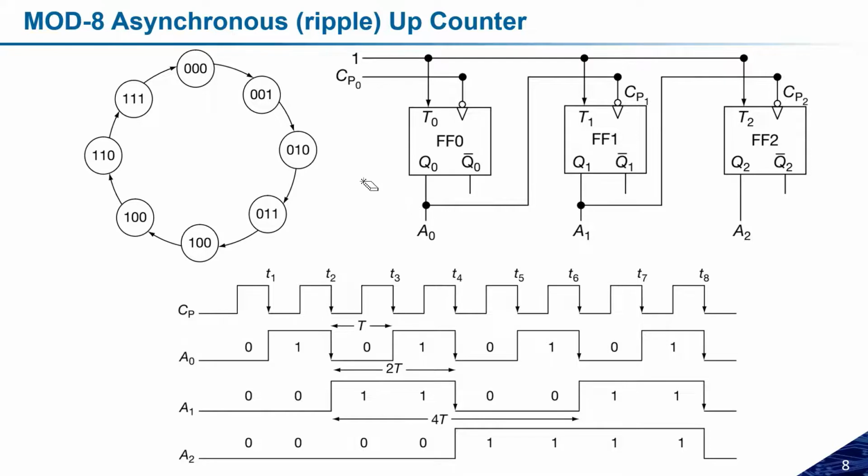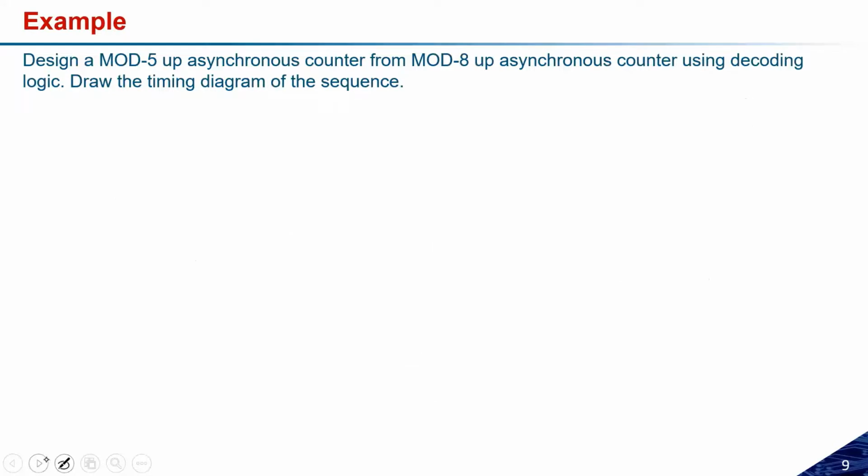Are the whole points clear? If this is clear, then let us move ahead and take an example and try to solve it. As of now, we understand how the mod 8 asynchronous up counter looks, which we saw in the previous slide. Now I have to design a mod 5 up asynchronous counter from the mod 8 counter.